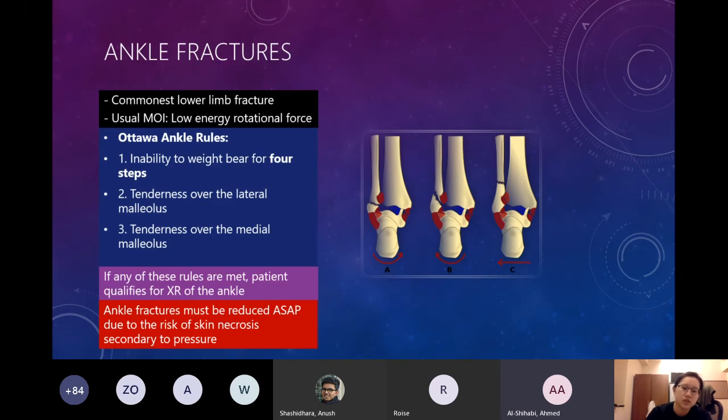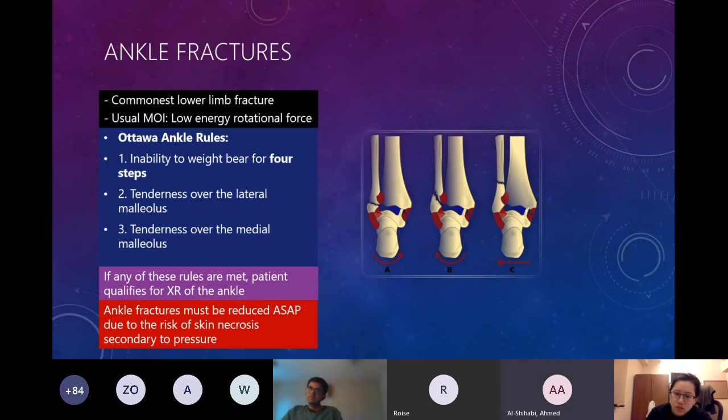Ankle fractures. Right, these are actually really, really common, but don't get a lot of attention. So, as it says on the slides, they are the commonest lower limb fracture, and it doesn't need a lot of damage to actually happen. So any sort of rotational, it doesn't take much more than twisting your ankle. Any low energy rotational force can cause you to fracture your ankle.